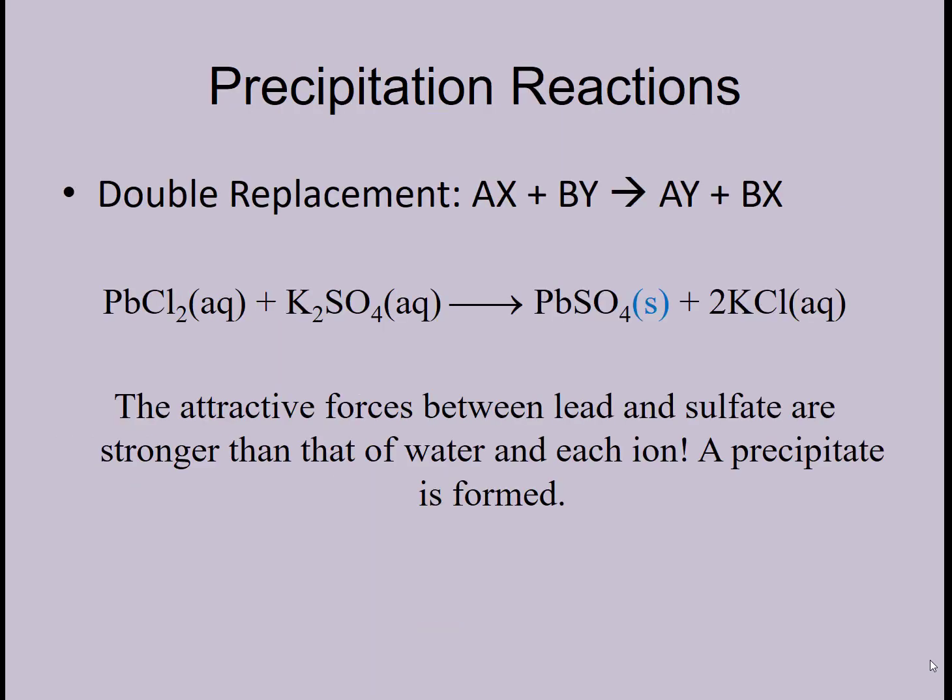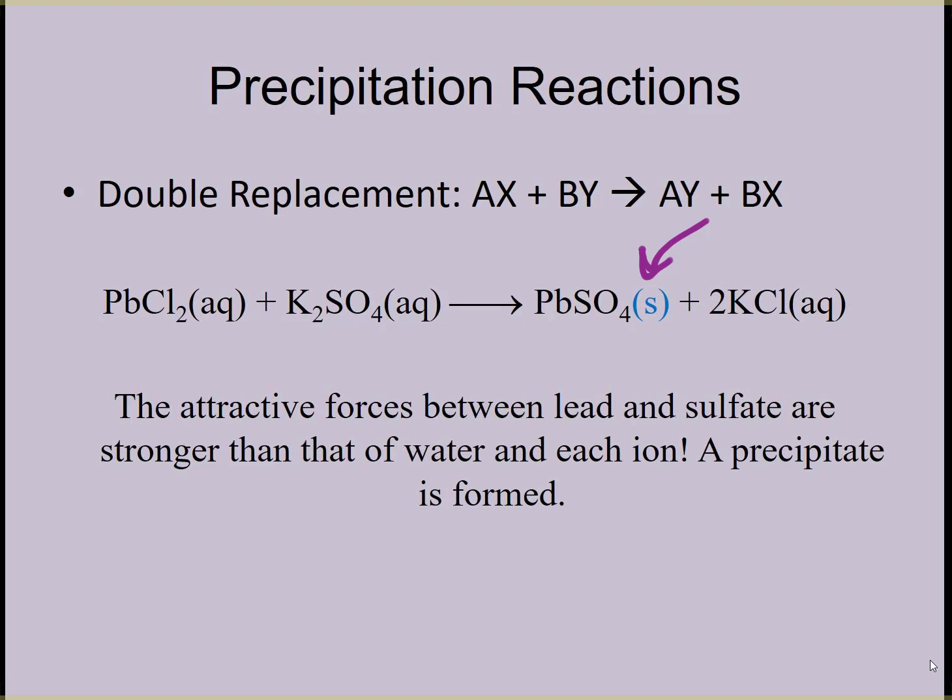We're going to learn three new types of reactions, and the first one is called a precipitation reaction. This is a double replacement reaction, but specifically the product formed is a solid. So anytime you have a solid form on the product side, that's a precipitation reaction.